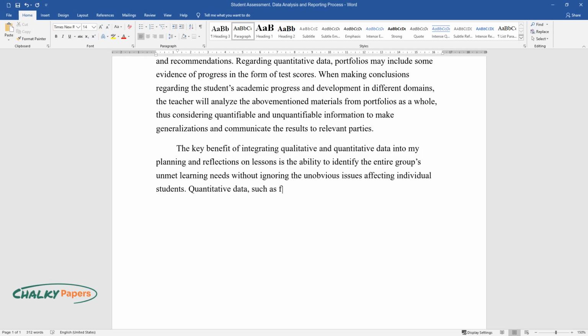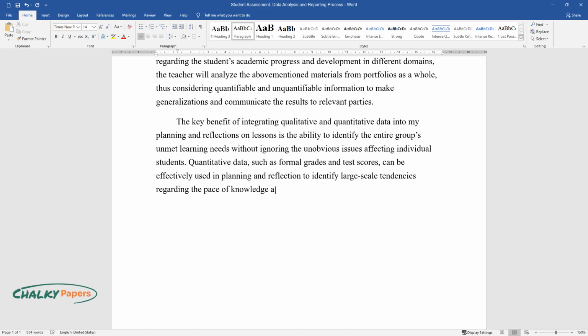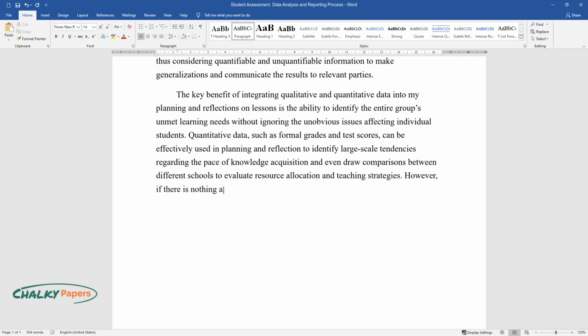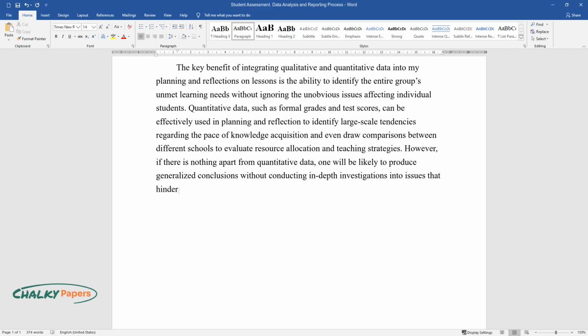Quantitative data, such as formal grades and test scores, can be effectively used in planning and reflection to identify large-scale tendencies regarding the pace of knowledge acquisition and even draw comparisons between different schools to evaluate resource allocation and teaching strategies. However, if there is nothing apart from quantitative data, one will be likely to produce generalized conclusions without conducting in-depth investigations into issues that hinder academic progress or individual concerns.